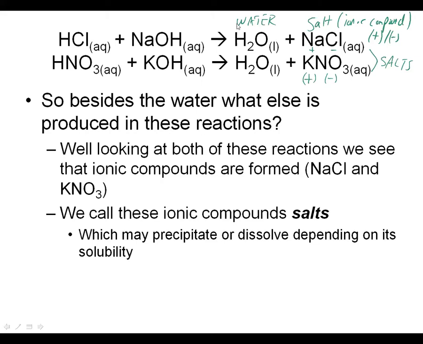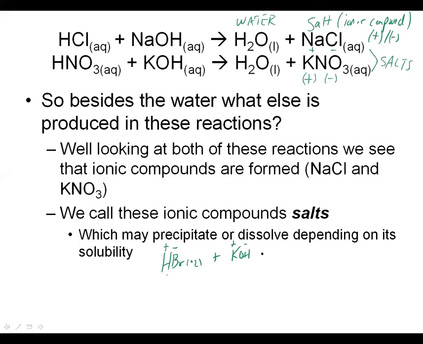So if we take something like HBr, which is hydrobromic acid, again, positive, negative, plus our potassium hydroxide, which is our strong base, positive, negative.